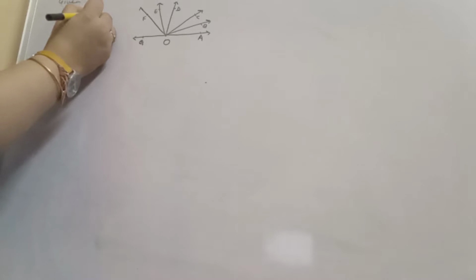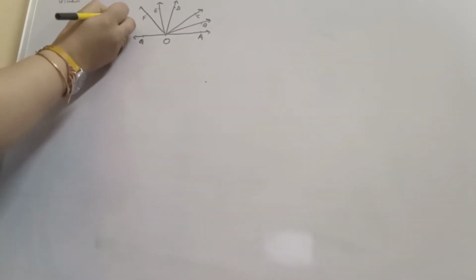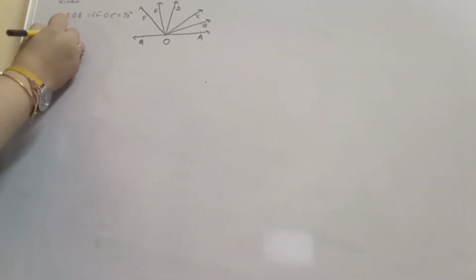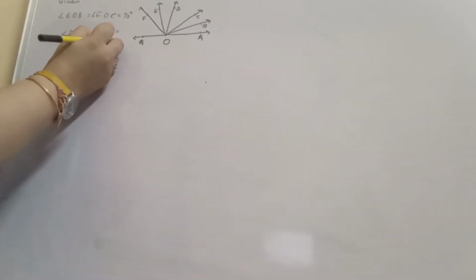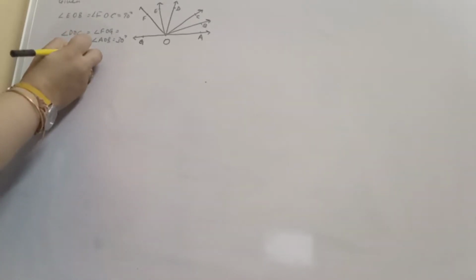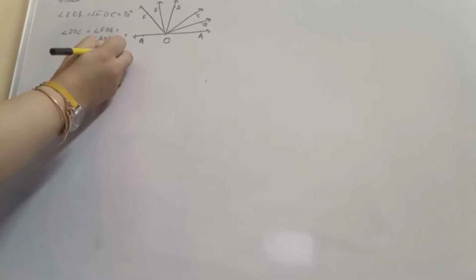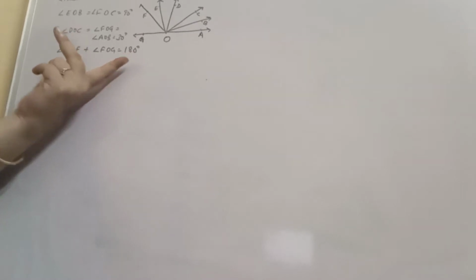Angle EOB is equal to angle FOC is equal to 90 degrees. Angle DOC is equal to angle FOG is equal to angle AOB is equal to 30 degrees. And angle AOF plus angle FOG is equal to 180 degrees. This is all given to you. I will discuss what is given here. AOF plus FOG is 180 degrees.